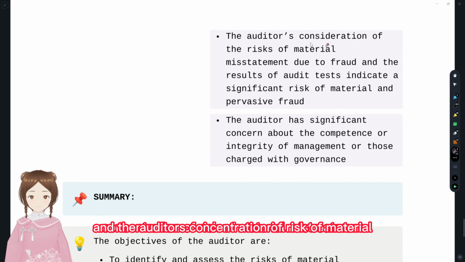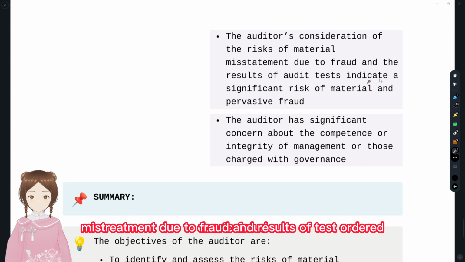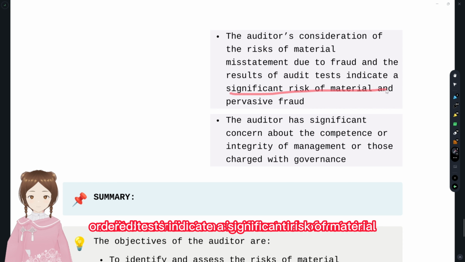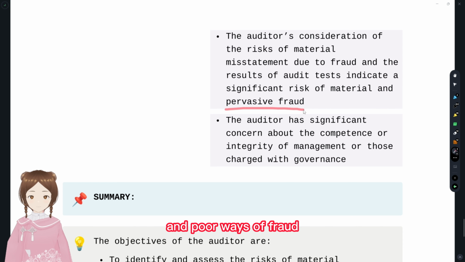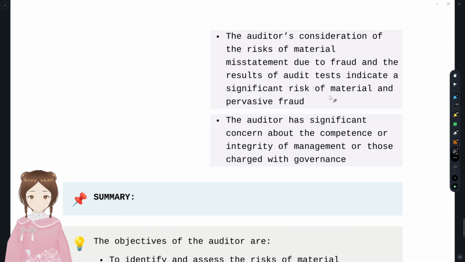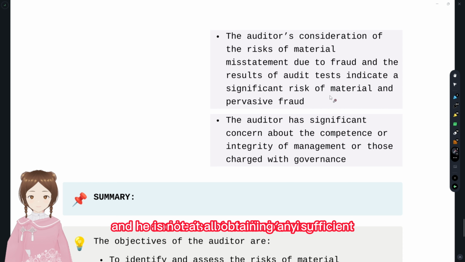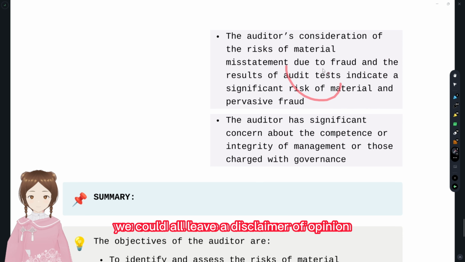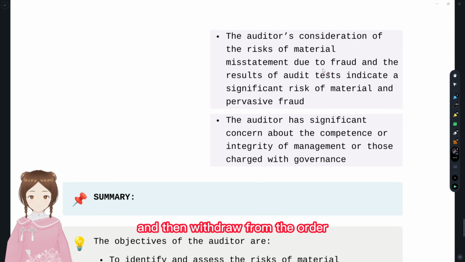Second, the auditor's consideration of the risk of material misstatement due to fraud and the results of audit tests indicate a significant risk of material and pervasive fraud. That is, he found that everything was fraud, completely fraud. All the financial statements were fraudulent, and he is not obtaining any sufficient or appropriate audit evidence. He could issue a disclaimer of opinion and then withdraw from the audit.